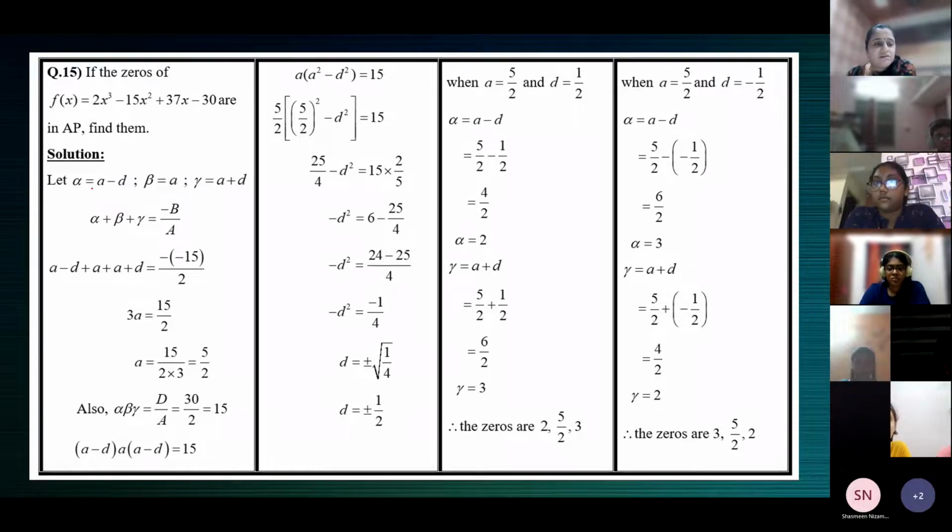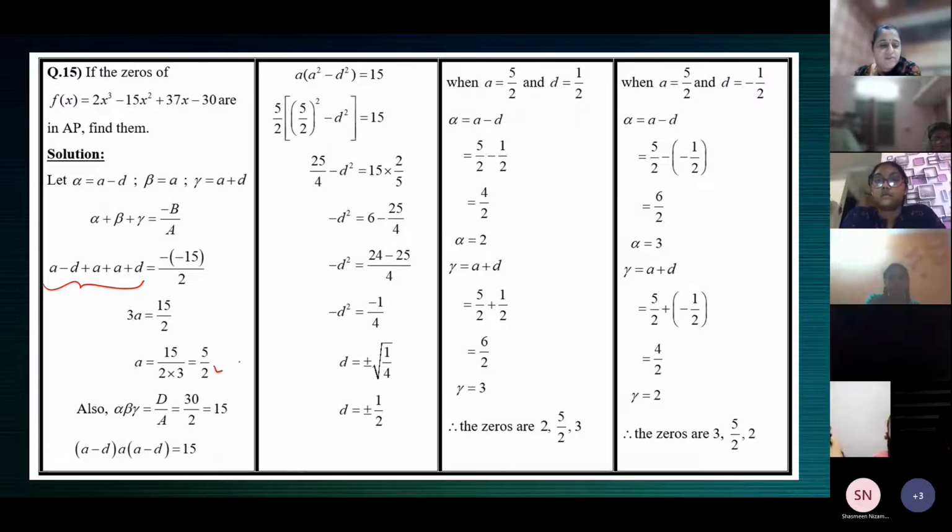So you can see here, let alpha be a minus d, beta be a, gamma be a plus d. Sum of the zeros is minus b by a. I told you why I use capital letters, because we already have a small letter a here. So again, writing minus b by a is confusing. So since we already have small letter a here, I've used a capital letter. And as you just understood, the sum of the zeros is minus b by a. This is what we just worked out. A is equal to 5 by 2.